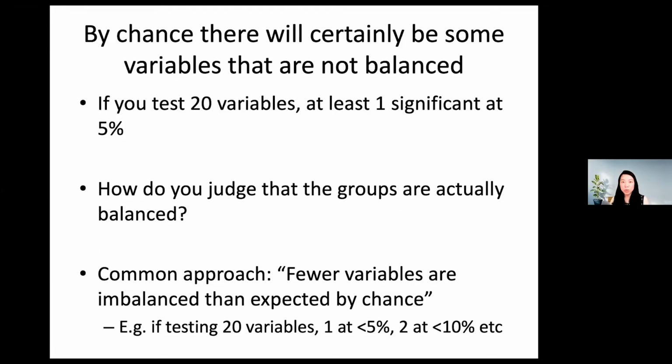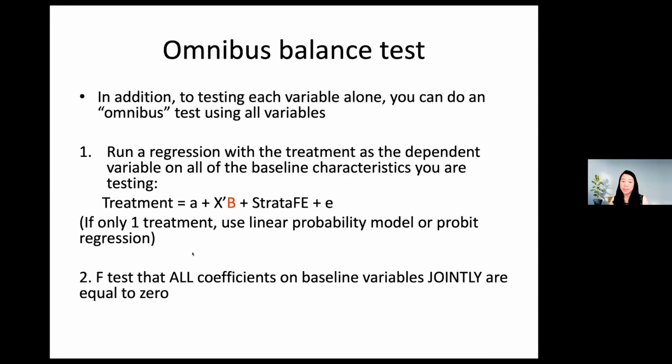Again, when you run a balance check, sometimes we don't get perfect results. If you test 20 variables, by chance there will be at least one or two variables that are not balanced, which is fine. What you can do is try to get most of the key variables balanced. If it's not balanced, then you can rerun the randomization and regroup them.